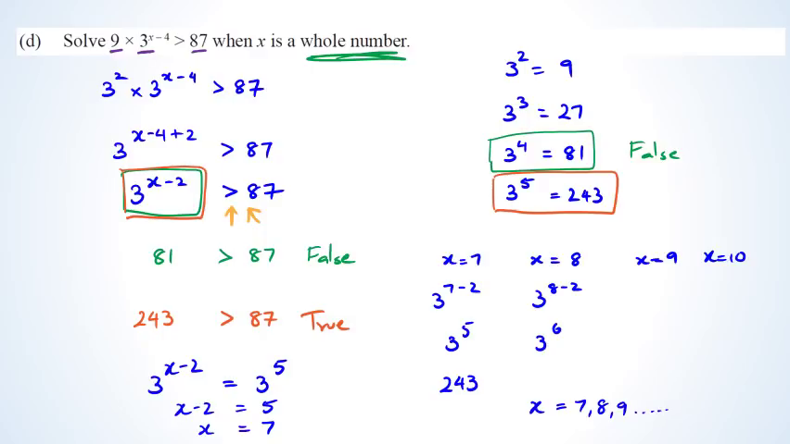So the easiest way to write this is: x has to be greater than or equal to 7. That's one answer. Or you can also say x is greater than 6. Because if you think about it, an answer greater than 6 is 7, 8, 9, 10, and so forth.